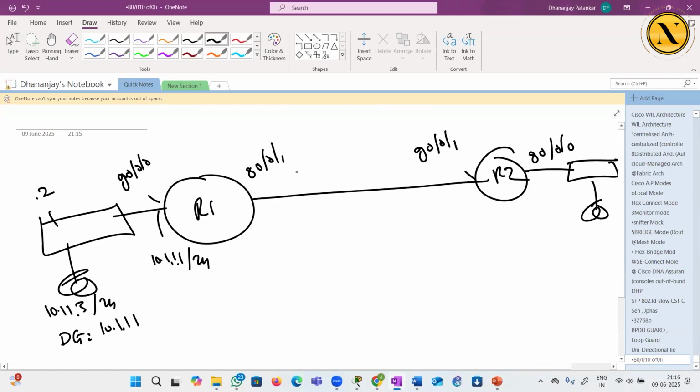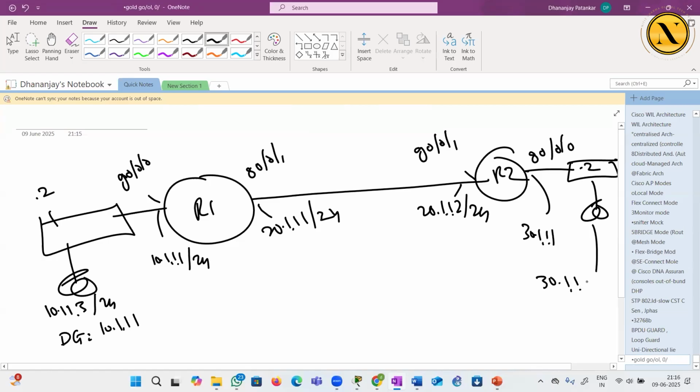Is it okay? Likewise, you can give here 20.1.1.1 slash whatever you want, and here 20.1.1.2, or up to 254 any number, and here 30.1.1.1, 30.1.1.2, and this guy 30.1.1.3/24, and its default gateway will be this one, 30.1.1.1. Right? Now you will see here connected, connected.